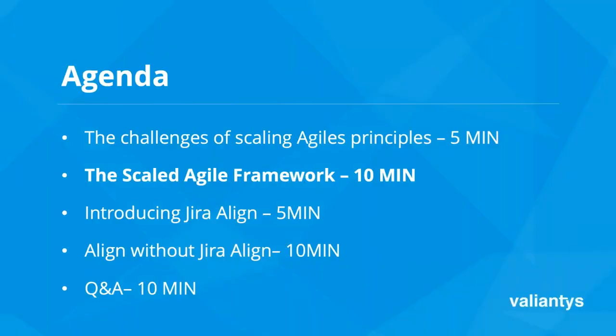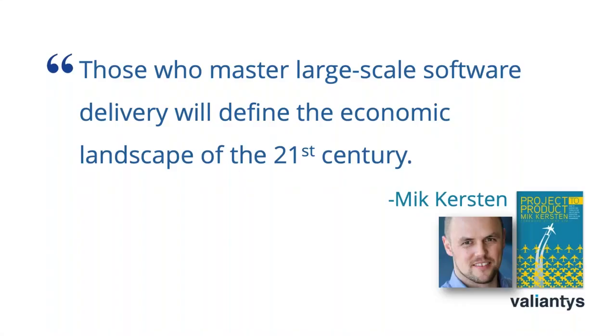We are at the turning point of Agile, an age of software and digital revolution. Mik Kersten mentions in his book Project to Product that those who master large-scale software delivery will define the economic landscape of the 21st century. So we all want to be there, and the question is how to get there. To compete in the age of software, we all realize that we need to transform, but we also need to rethink the managerial frameworks and infrastructure models we operate, which are from past revolutions.